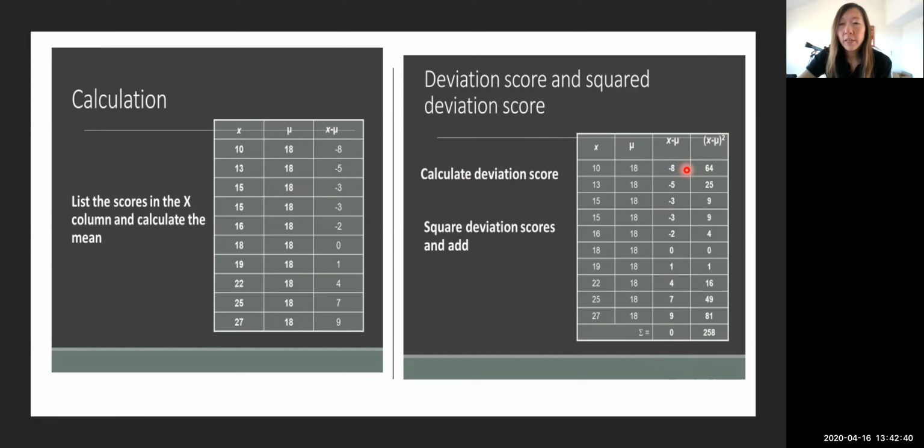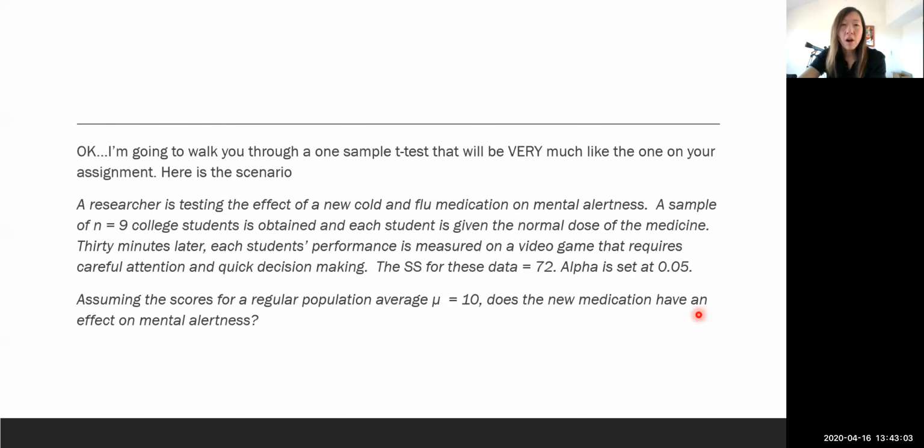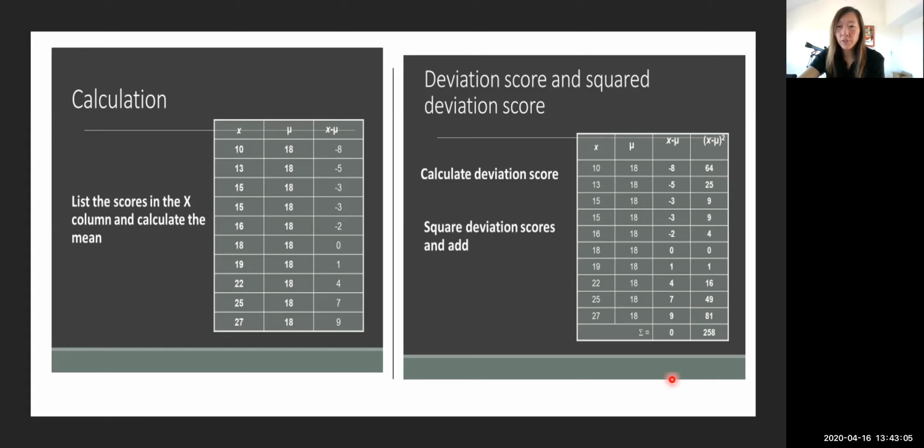So in order to do that, we're going to square these scores. Okay, so we're just going to square the deviation score. So 8 squared is 64, 5 squared is 25, 3 squared is 9, and so on. So now we have our squared scores. If we add all those up, we have 258.